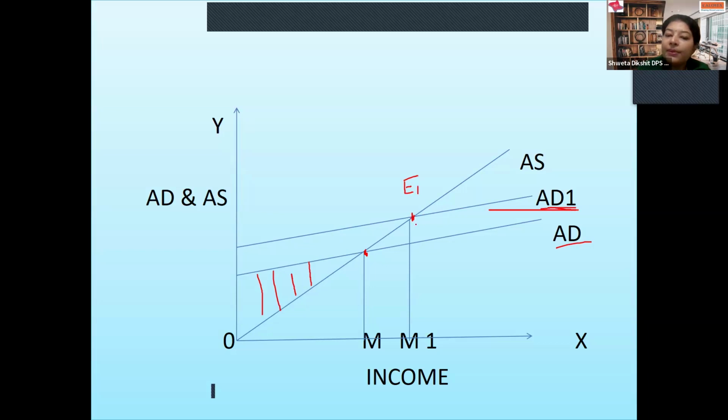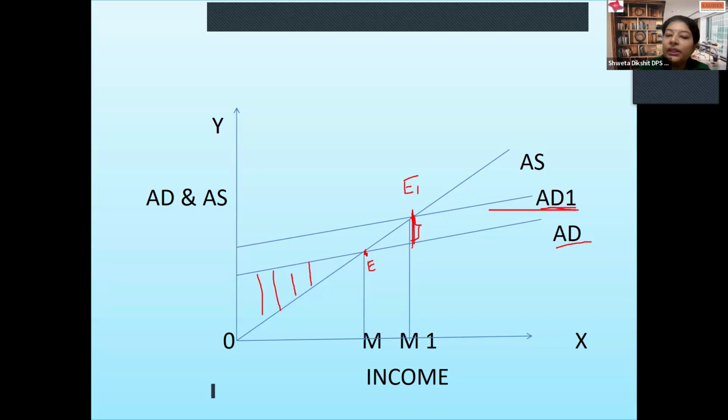And this gap here is the inflationary gap. Why is this the inflationary gap? Because here was the old E, that is the equilibrium point, but here is the new equilibrium point. So this gap is all about the inflation. I hope this is clear to you. Nobody should have any doubt about it.